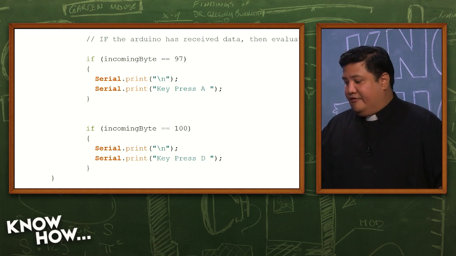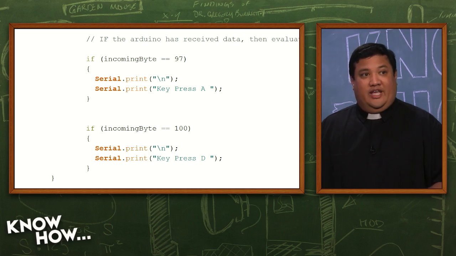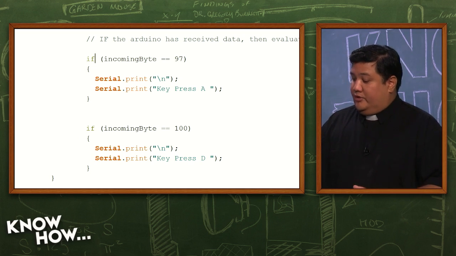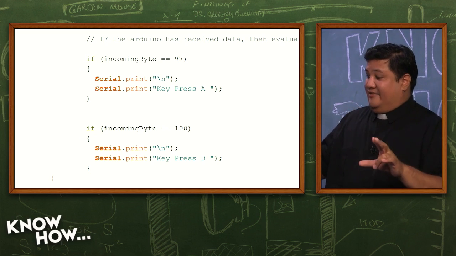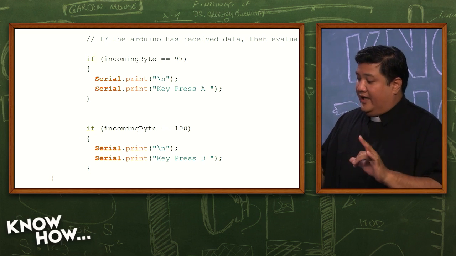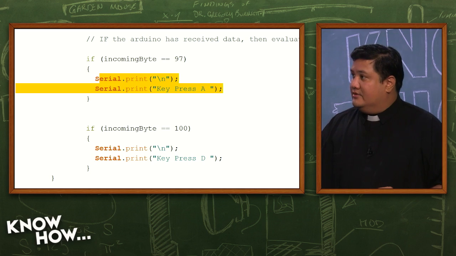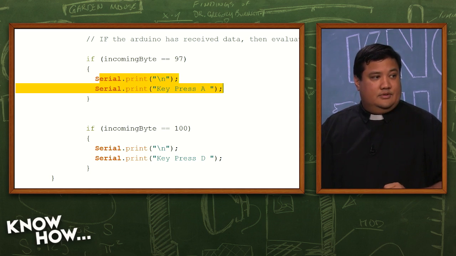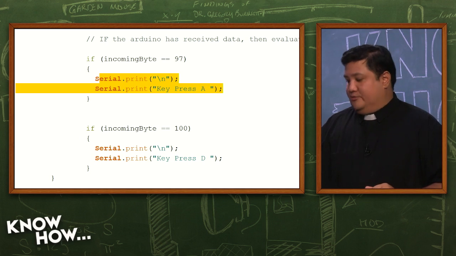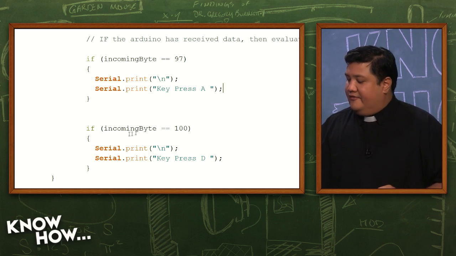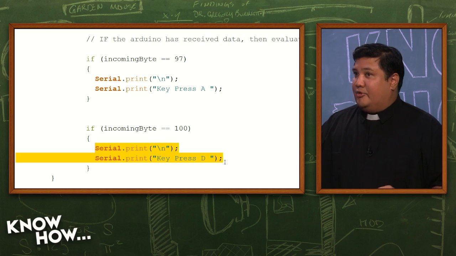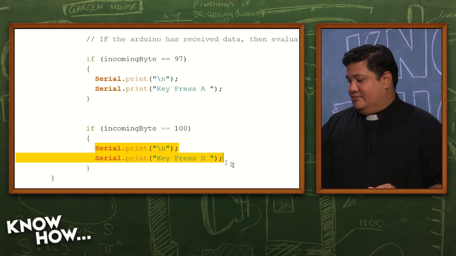Precisely. So I say if there's data, then go ahead and look at these if statements here. If it's equal to, and that's why it's a double equal, so equal to 97. So if the value inside of incoming byte is equal to 97, then run this: serial print, key press A. So it tells me I pressed A. If the data comes in and it's 100, then I'm going to print key press D. And that's what will be repeated out to the little terminal screen?